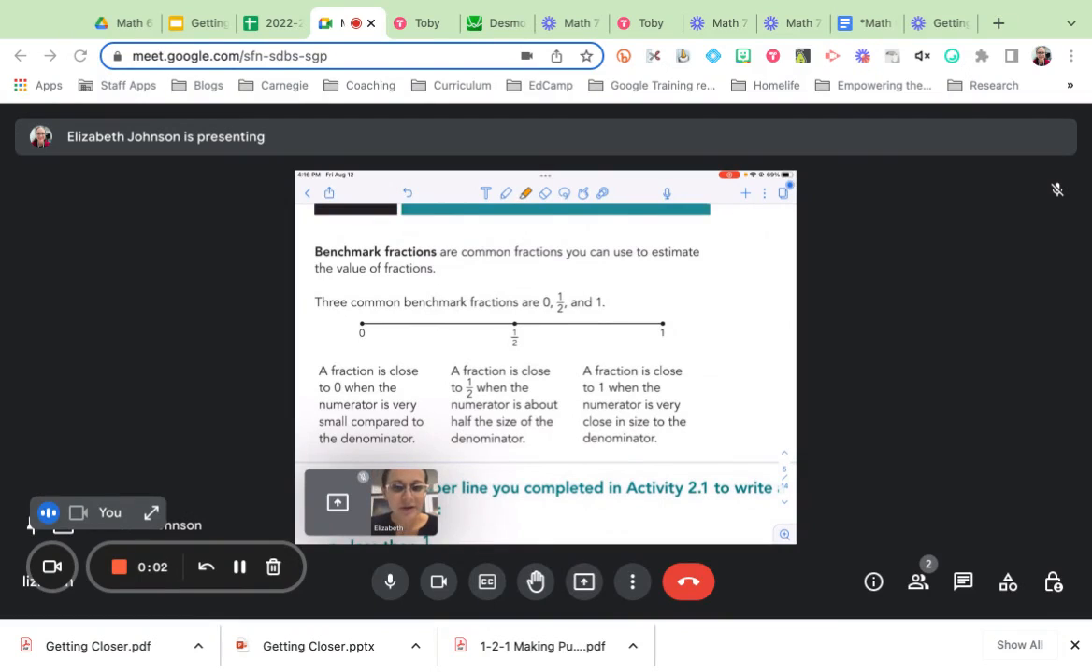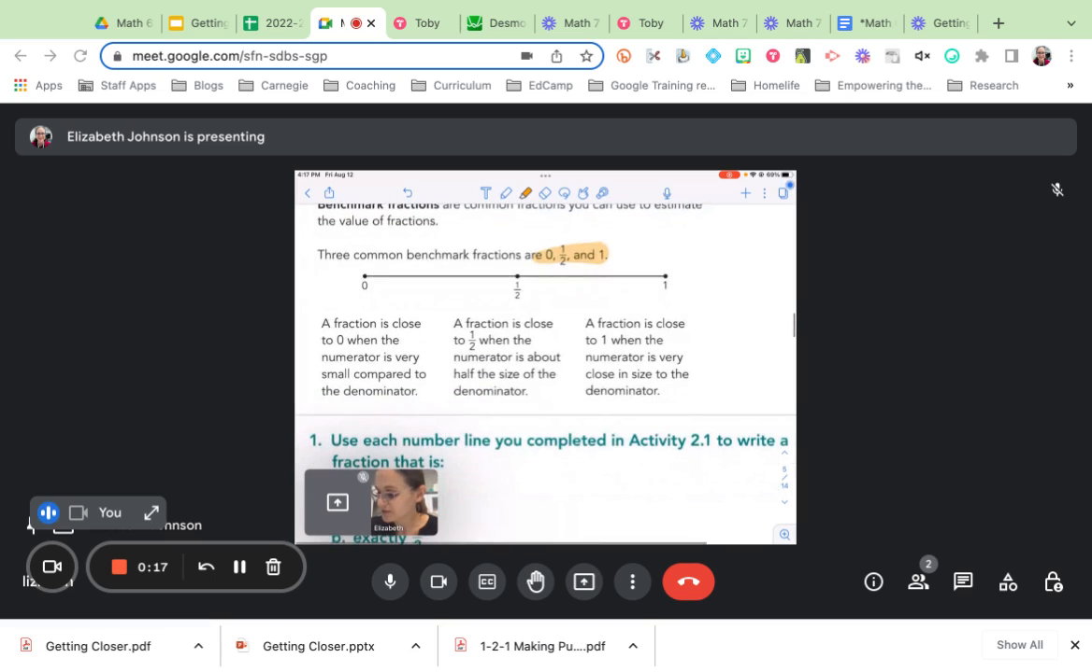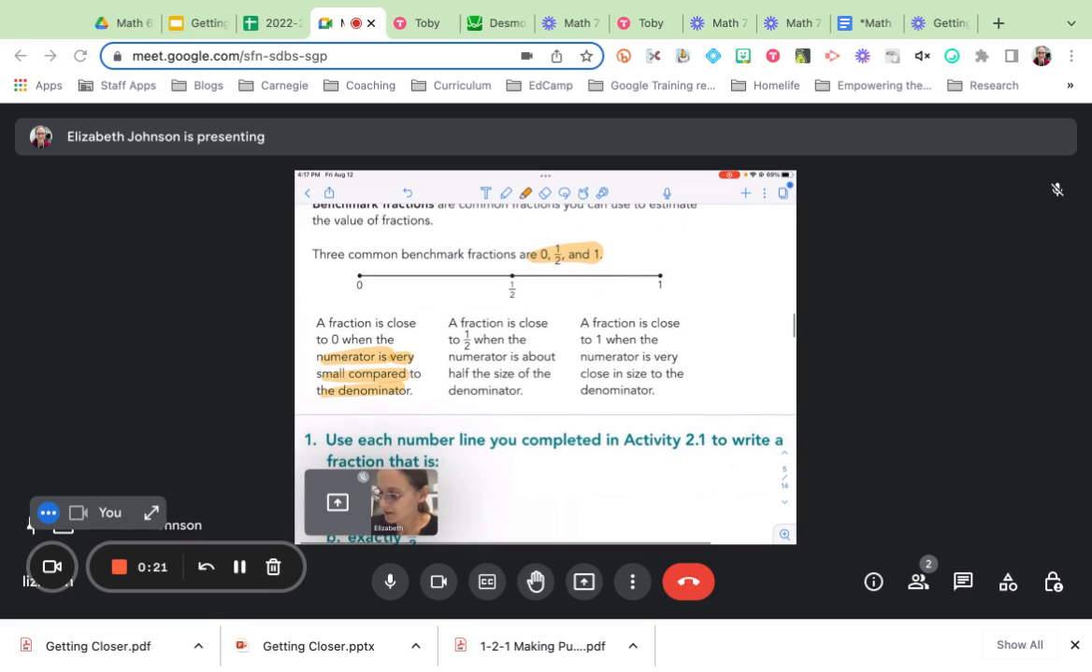Earlier, we talked about how benchmark fractions are helpful for estimation. They're just common fractions that you can use to estimate the value of other fractions. Here's three really common ones: 0, 1/2, and 1. A fraction is very close to 0 when the numerator is very small compared to the denominator. A fraction is close to 1 when the numerator is very close in size to the denominator. And a fraction is close to 1/2 when the numerator is about half the size of the denominator.